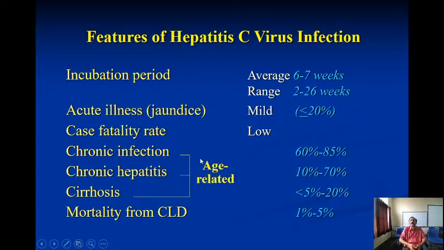Incubation period is from 2 to 26 weeks, an average of 6 to 7 weeks. The acute illness is a mild illness in less than 20% of cases. Case fatality is not very high, it is low. Chronic infection, chronic hepatitis, cirrhosis of liver, all these are diseases which can occur. So chronic infection is in 60 to 85% of cases, chronic hepatitis in 10 to 70% of cases, and cirrhosis in up to 20% of cases. Mortality is about 1 to 5%.